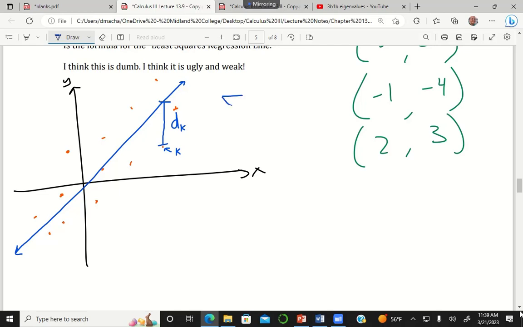What I'm trying to do is minimize the sum of all of the points' distance squared. We're trying to minimize this. And so you can think of this as trying to find the minimum of a multivariable function. It's a clunky way of thinking about it, but it's possible, with this being my multivariable function that I'm trying to minimize.